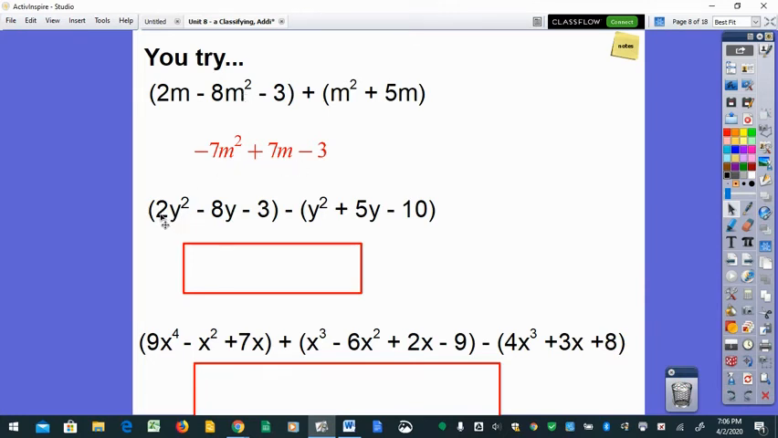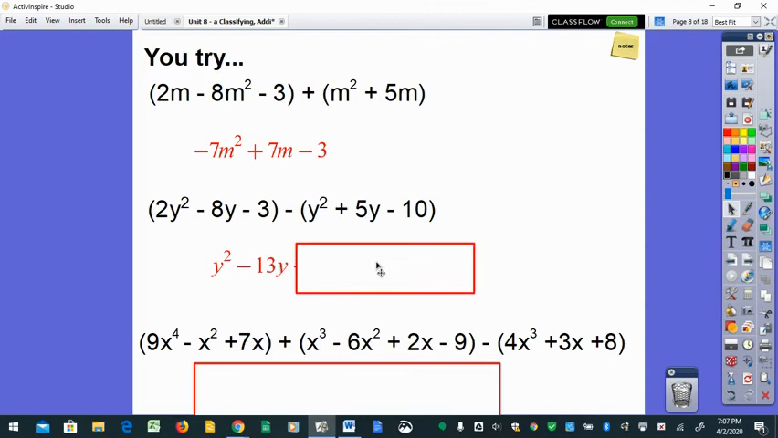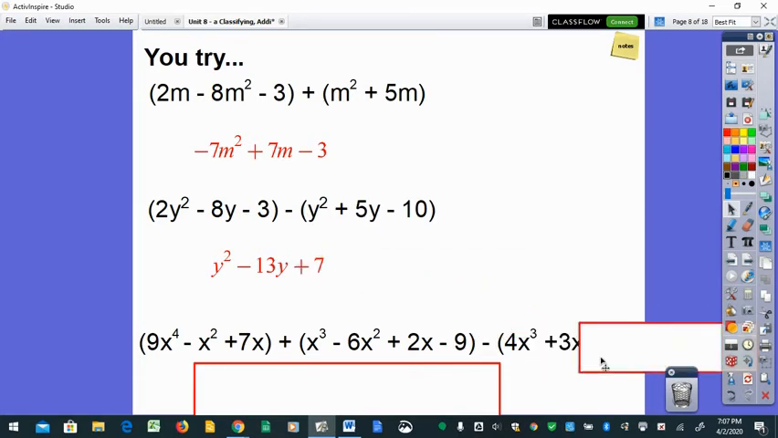Now with the subtraction, the 2y squared minus y squared would give you 1y squared, and I made that coefficient the invisible 1. The negative 8y minus a positive 5y, negative 8y minus 5y, is going to give me negative 13y, and negative 3 minus a negative 10. That minus a negative will become a plus 10. So negative 3 plus 10 should have given you plus 7.